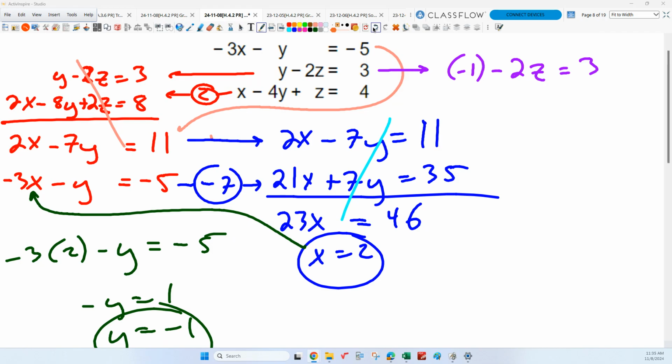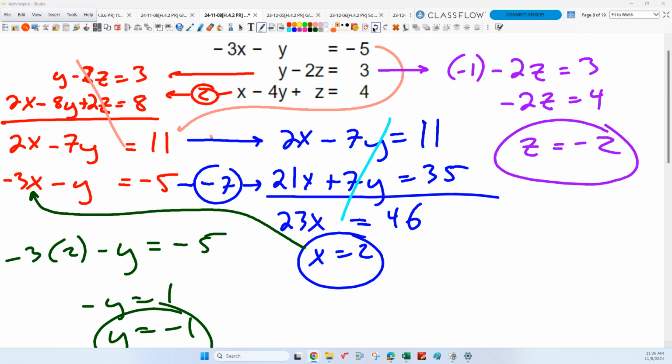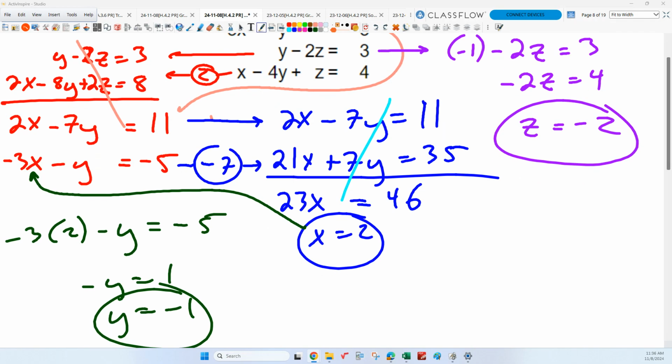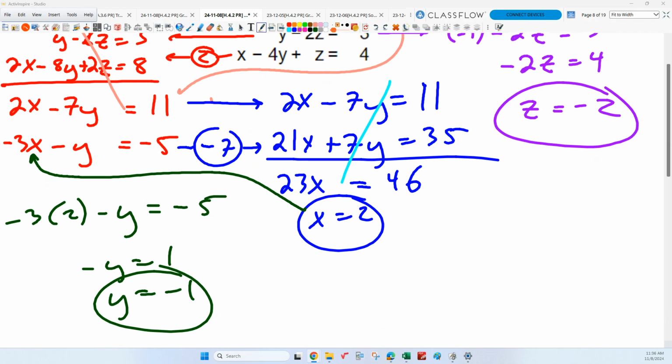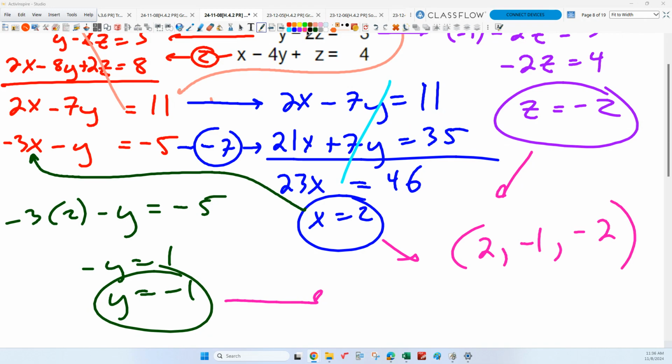So negative 2z equals 4. So what's z? And we got it. We got our ordered triple, right? Make sense? Okay. So we combine all three of these in the ordered triple: 2, negative 1, negative 2. Okay? All right, let's look at a weird one.